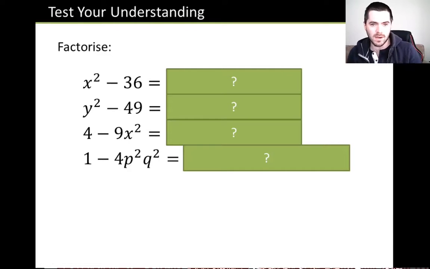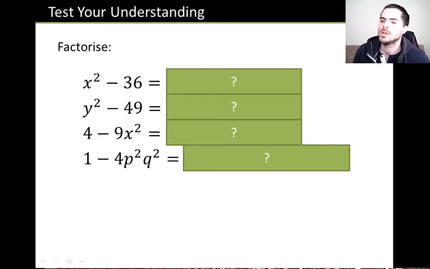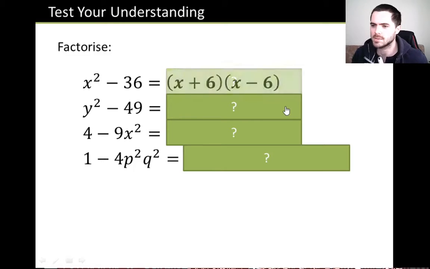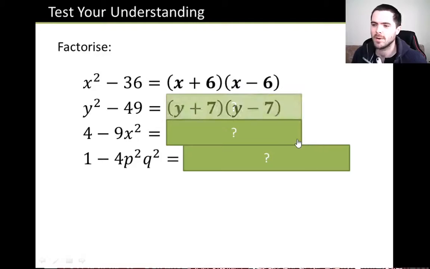I am going to, however, assume that you've paused the video to see if you can do it for yourself at home. So I'll start you straight off. That should square root to give us x. This will square root to give us a 6. We are looking at x plus 6 and x minus 6. Following swiftly on, we are looking at the square root of this, which is y, and the square root of 49, which is 7. Y plus 7 and y minus 7.